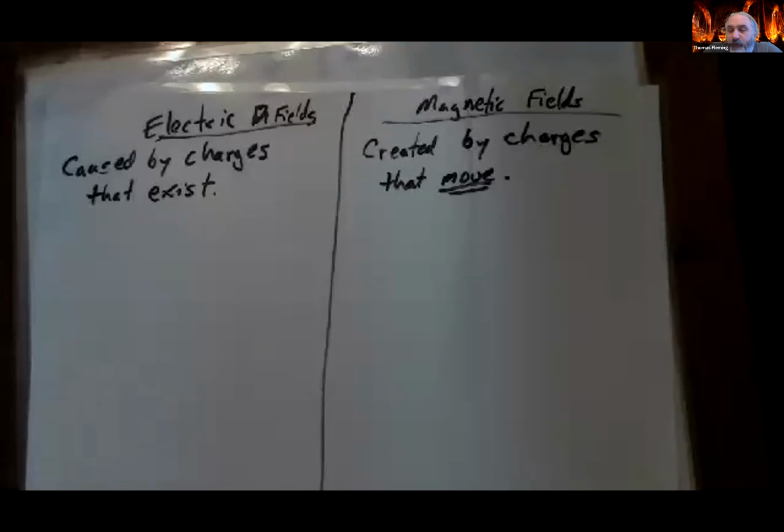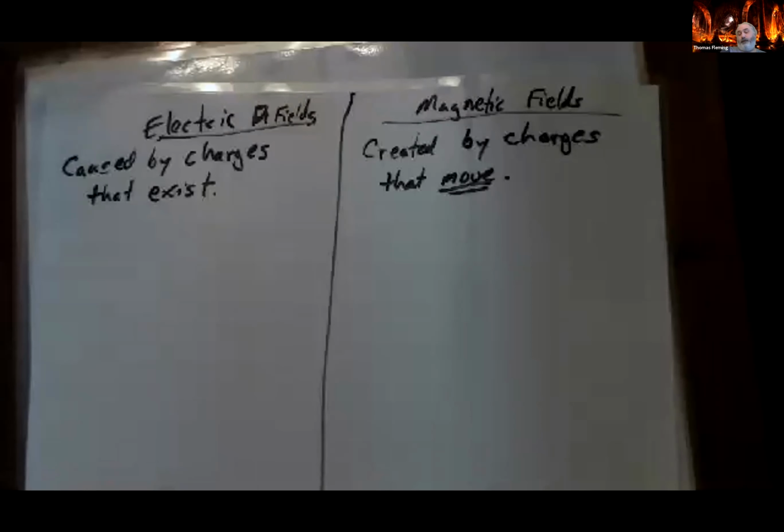Magnetic fields are different. If I have two positive point charges and I take this positive point charge and move it around, as I'm moving it around, it is generating a magnetic field everywhere around itself. In addition to its electric field, it is also creating a magnetic field. But the minute I stop it, that magnetic field is going to go away. The electric field will still be there. So magnetic fields only get created when charges are moving.